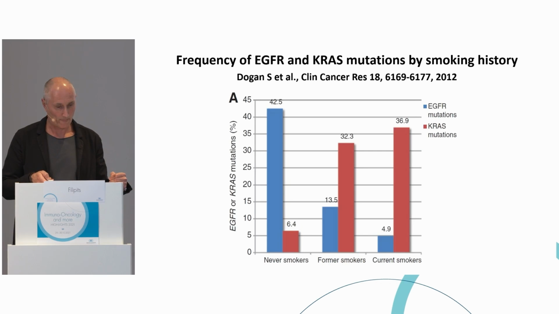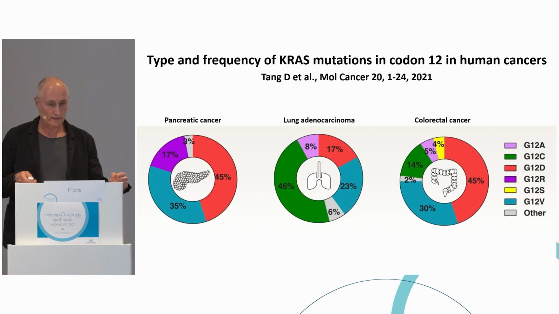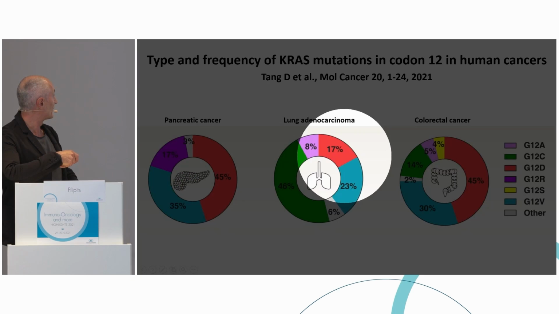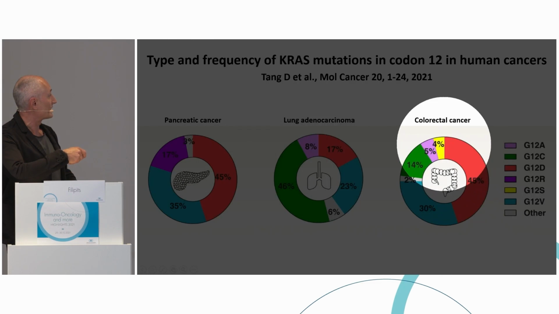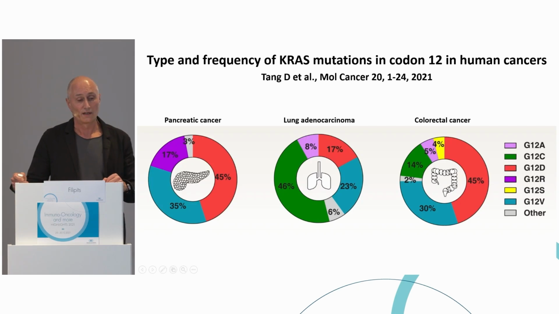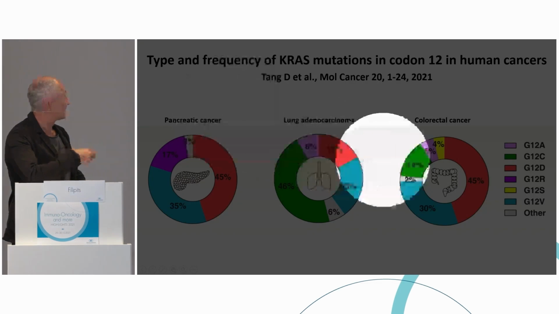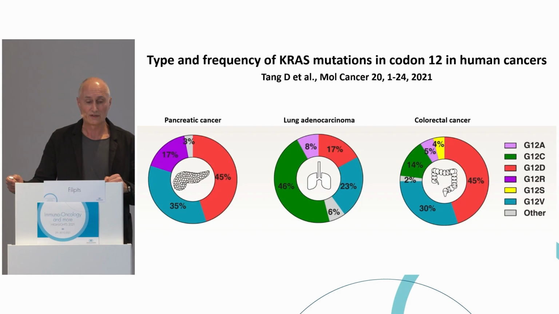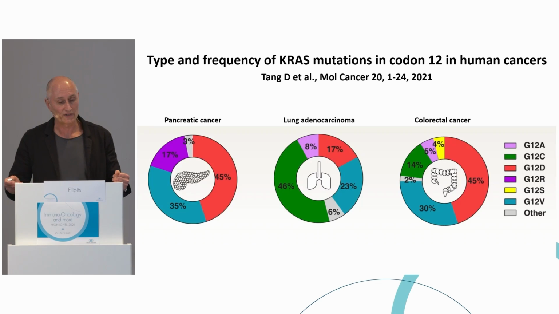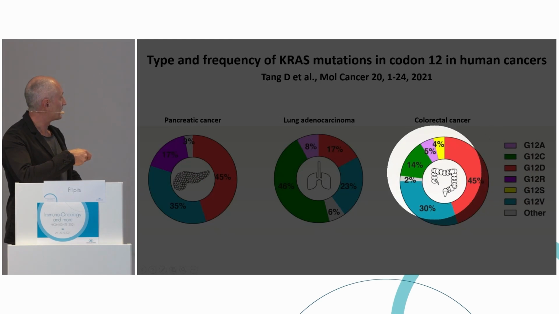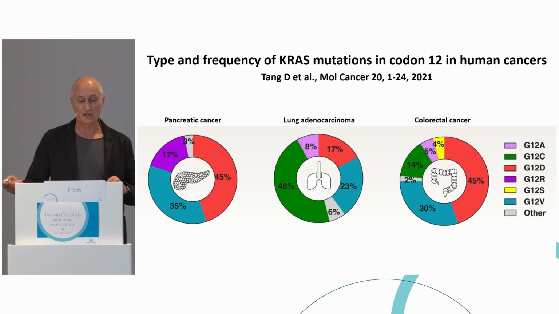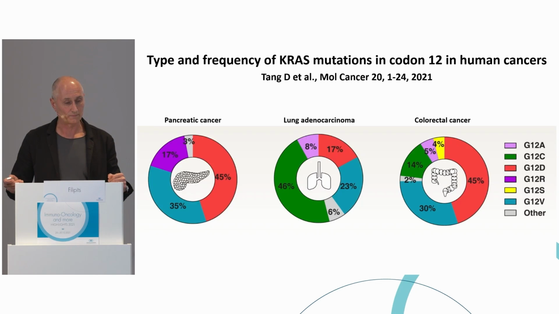The distribution of KRAS mutations is also different in the various solid tumor types. Here we have the example of pancreatic cancer and colon cancer and lung adenocarcinomas. And as you can see here, in pancreatic cancer and in colorectal cancer, the main mutation is the G12D mutation. So glycine is substituted by an aspartic acid, whereas, as I mentioned before, in lung adenocarcinomas, it's a G12C mutation, glycine to cysteine.